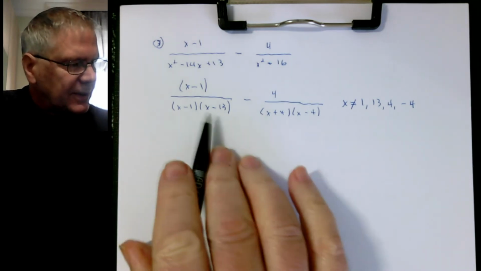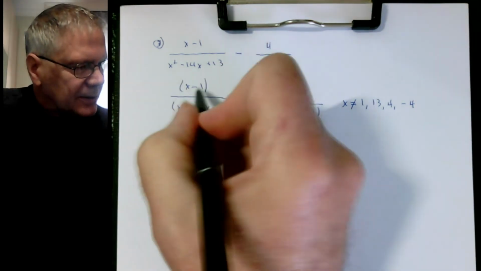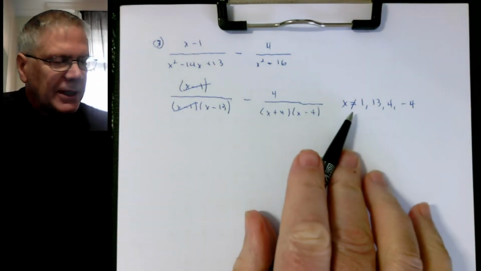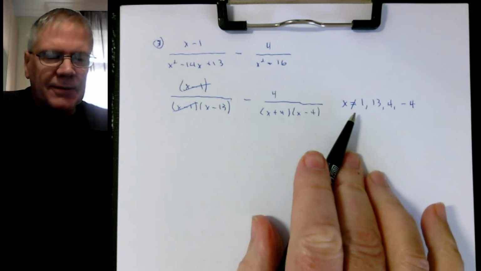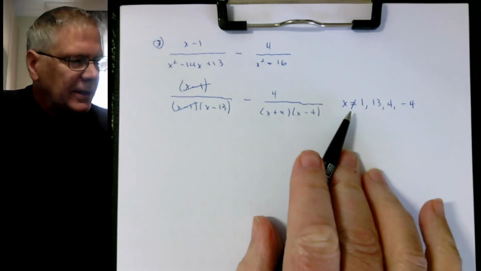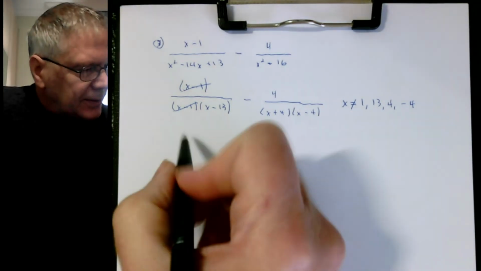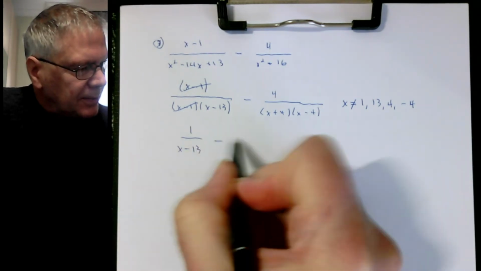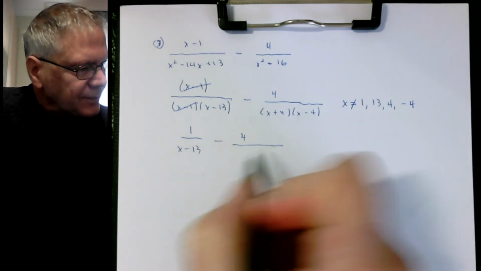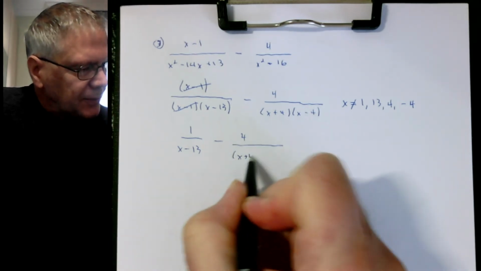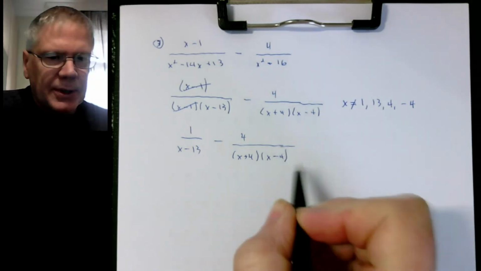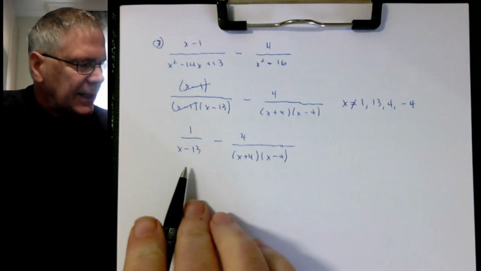So the original function does not include this point. So let's go ahead and cancel it. But when we cancel it, we do have to make a note of this, because we shouldn't have it in our final function either if it's going to be equivalent. Now we have 1 over x minus 13 minus 4 over x plus 4 times x minus 4. And we can do this like we did the last one.